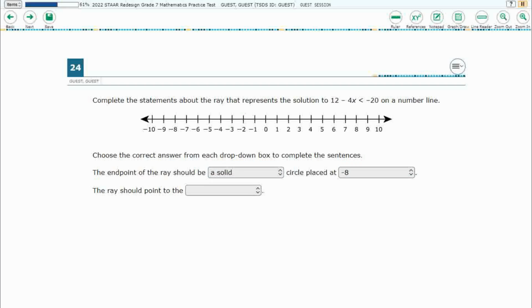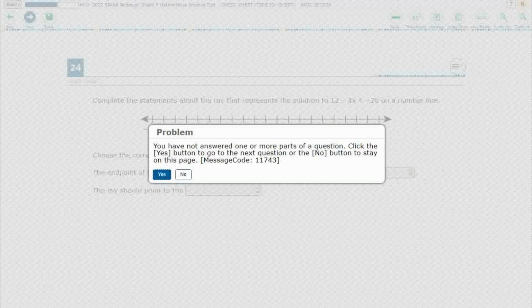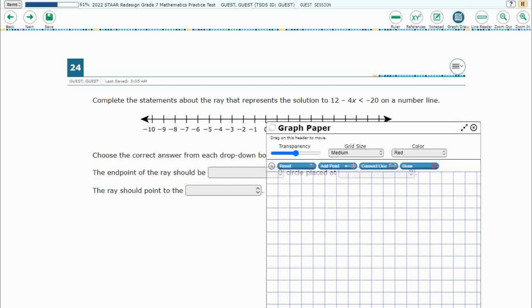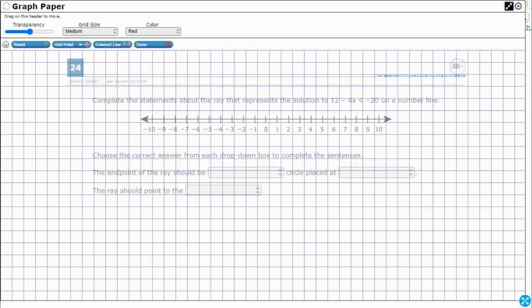So let's say I tried to answer this question with just the first two answered. It is going to pop up as an error message of you did not solve everything. So make sure you do all three. It's a 2-point problem. So if you get all three correct, you get both points. If you get only 2 out of 3 correct, you get 1 point. 0 points if you get 1 or none correct.